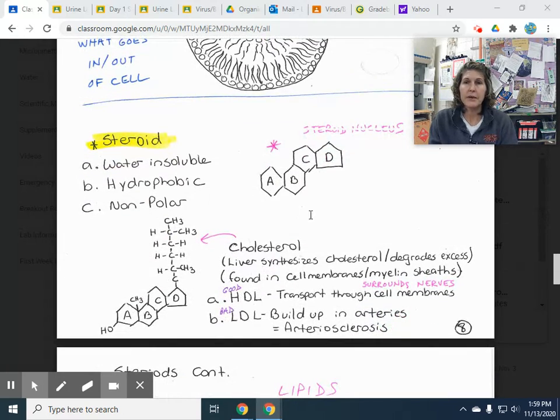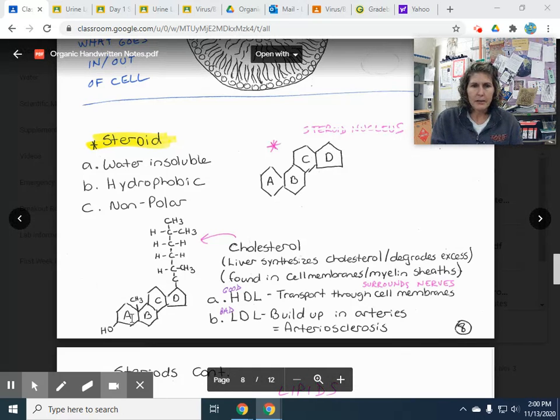Other types of lipids, we have steroids. Here's my little steroid nucleus, A, B, C, D rings. You realize that those rings are made of carbons and hydrogens and oxygens. And whatever functional group or ending that I put off of that steroid nucleus is going to change what I'm looking at in terms of steroids. So once again, they're still lipids. They're still going to be insoluble. They're still going to be hydrophobic. And they're still going to be non-polar, just like those fatty acid tails that we had.